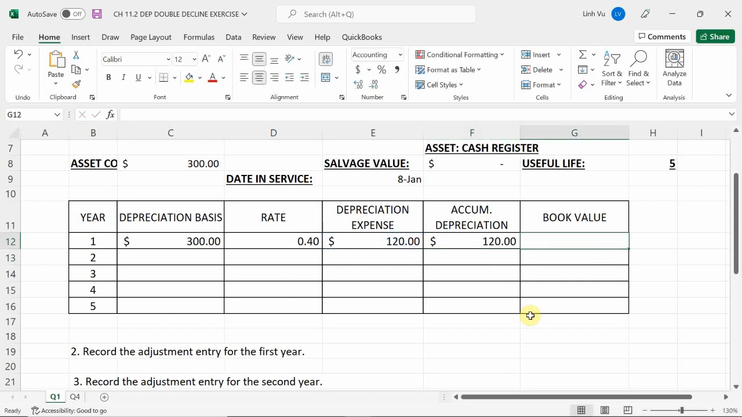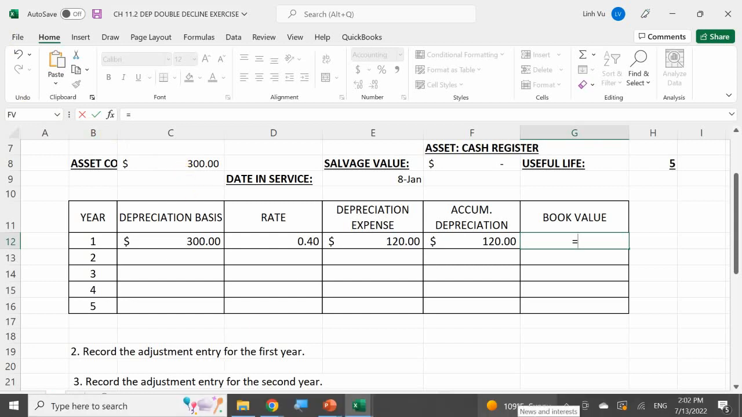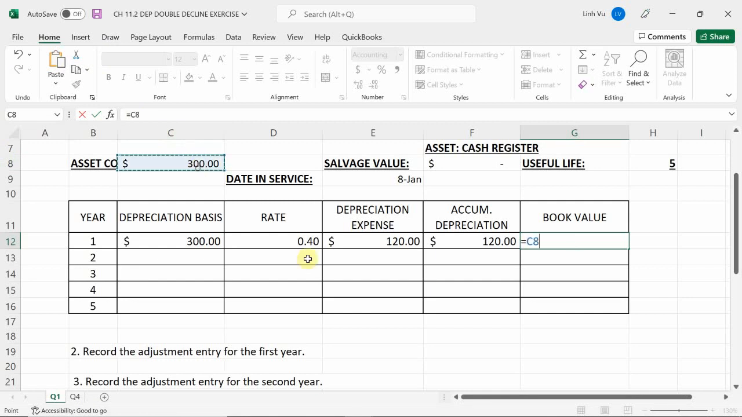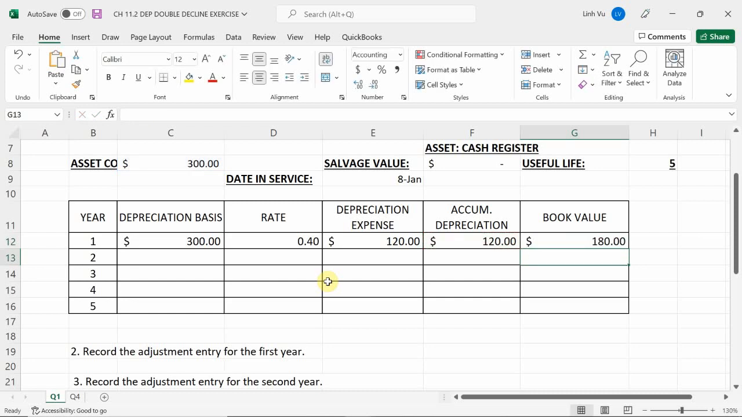Good. All right. So how do you solve for your book value? Subtract accumulated depreciation from depreciation basis. Not depreciation basis. That's the mistake that every student makes. Yeah, I did it again. Yeah, the cost of the asset minus the accumulated depreciation. Correct. So in this case, my current cost of asset is $300. What is my accumulated depreciation that year? 120. So what's 300 minus 120? 180. Good.